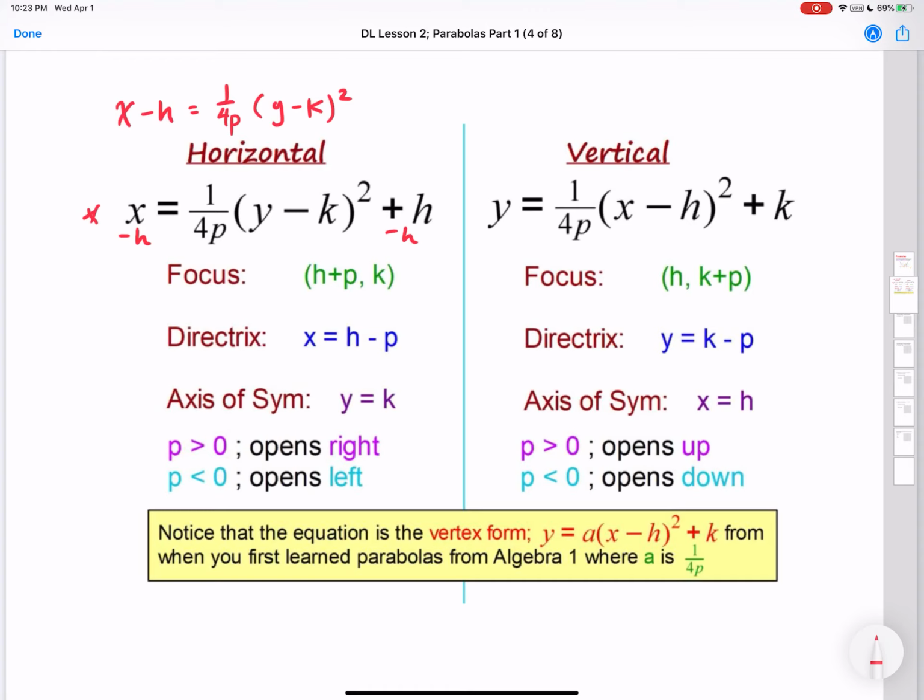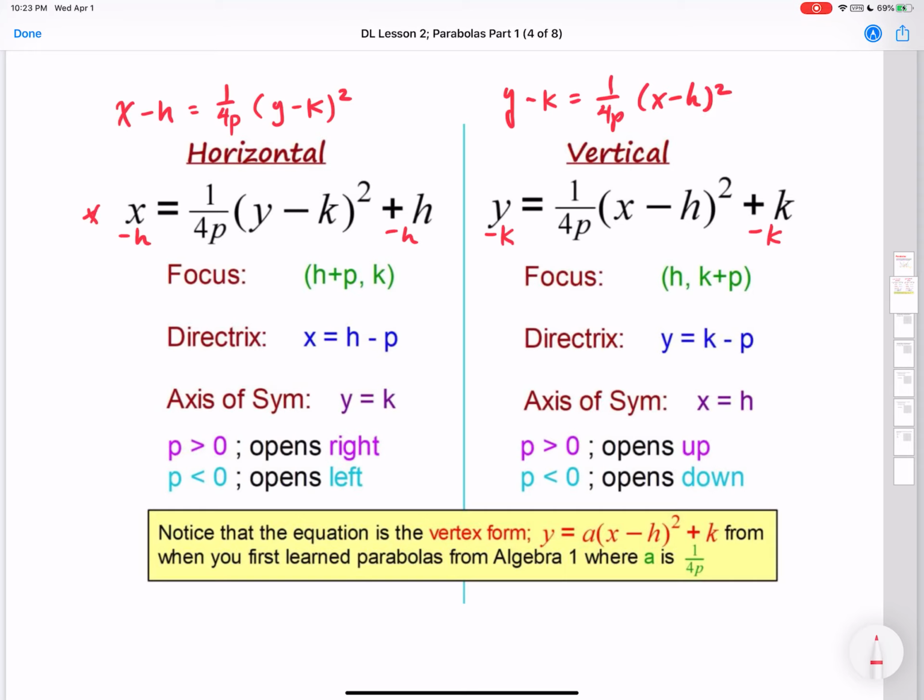The vertical is the same thing. We have y is equal to 1 over 4p times (x minus h) squared plus k. And again, often it is written by subtracting that k on both sides. And then we have y minus k is now equal to 1 over 4p times (x minus h) squared.